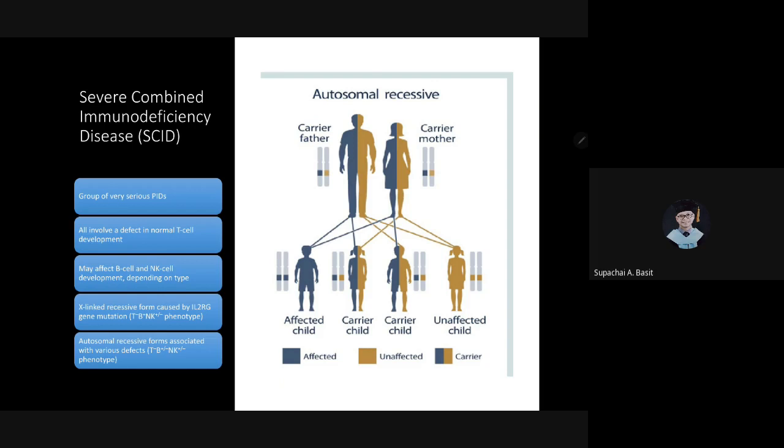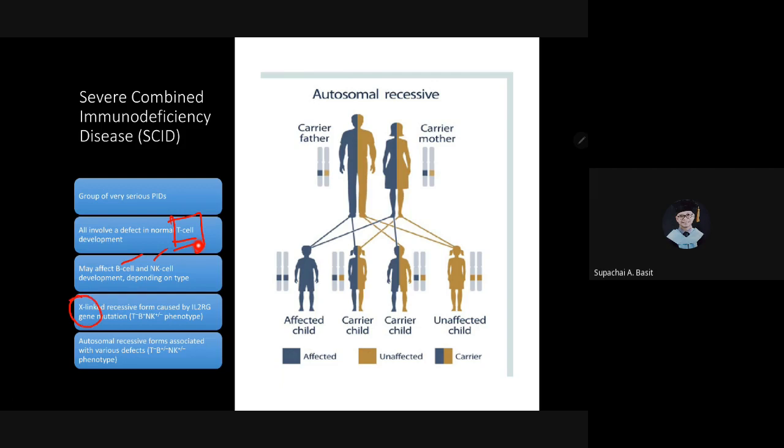So the SCID is otherwise known as severe combined immunodeficiencies, and it involves a defect in normal T cell development. However, even if it only involves a defect in T cell development, it may affect both the B cells and natural killer cells. So there's another type, which is the X-linked recessive form. This one is caused by interleukin receptor gamma chain gene mutation, and the other one is the autosomal recessive forms associated with various defects.